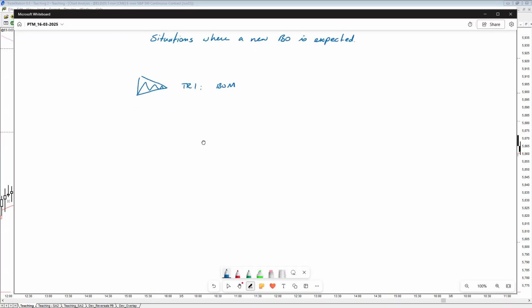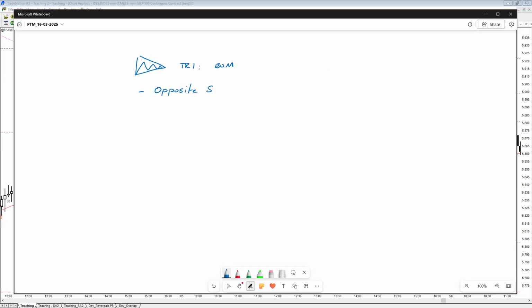So let's look at the different types. Well, we have end of a structure. Now I'm just trying to organize it correctly for you guys. So the first one, I think the best one is to think of as opposite setup. Okay, so there's an opposite setup with near equal strength.